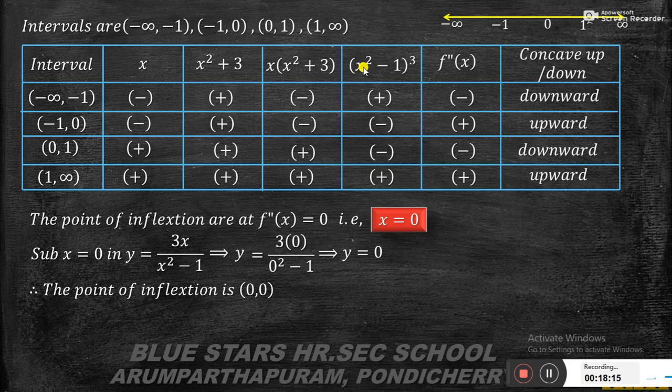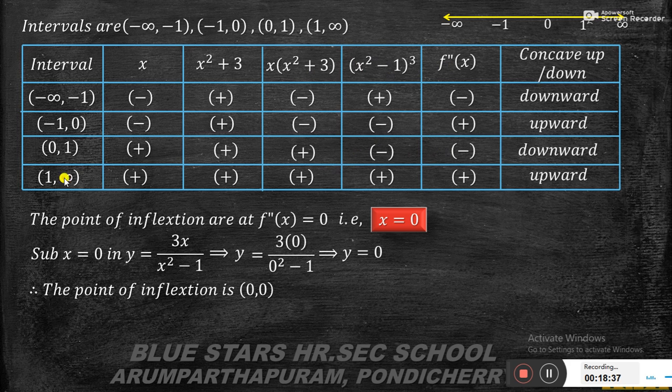Next I substitute x equal to 1 by 2. So 1 by 2 whole square, 1 by 4. 1 by 4 minus 1, I just do cross multiplication. So 1 minus 4 by 4, so minus 3 by 4. So the sign is minus. So therefore f double dash of x equal to numerator by denominator, this is the numerator, this is the denominator. So numerator by denominator is plus by minus.